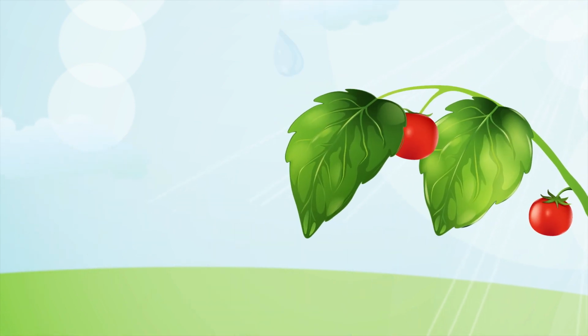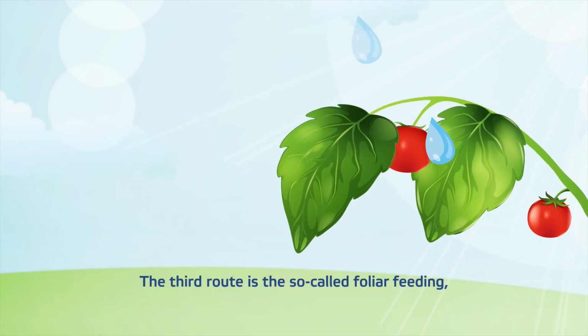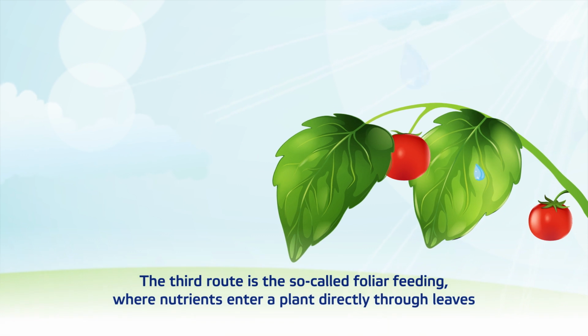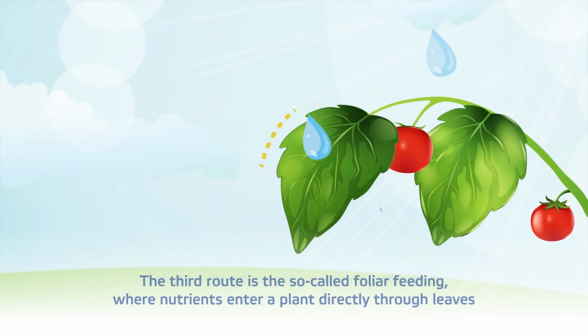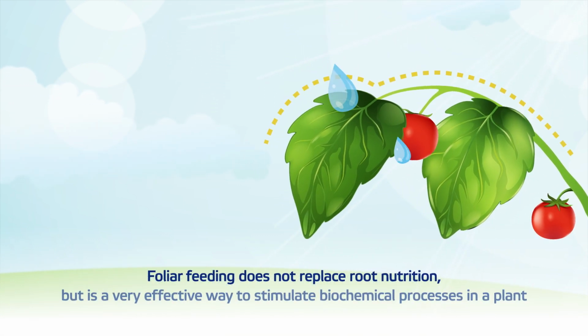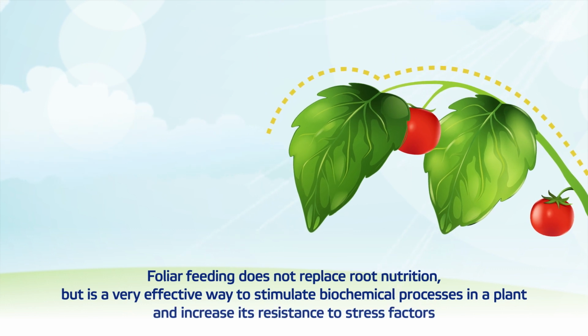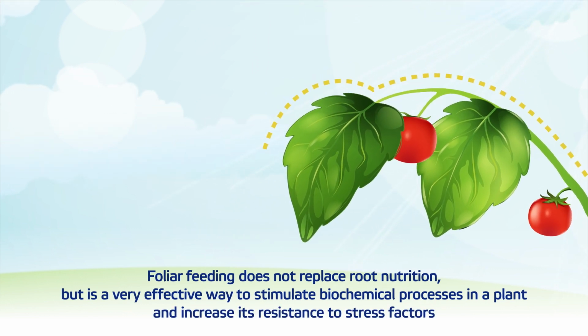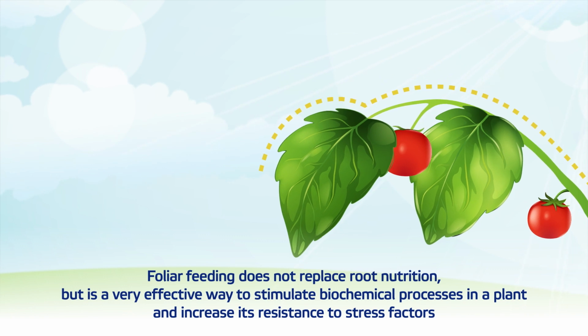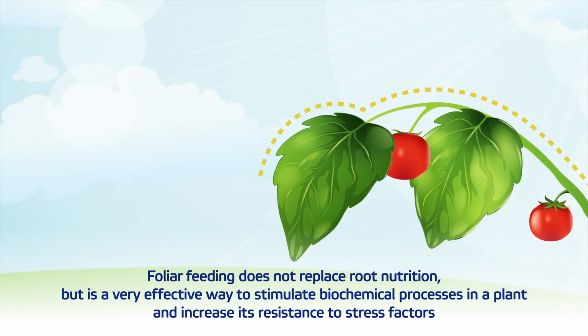The third route is so-called foliar feeding, where nutrients enter a plant directly through leaves. It should be noted that foliar feeding does not replace root nutrition, but is a very effective way to stimulate biochemical processes in a plant and increase its resistance to stress factors.